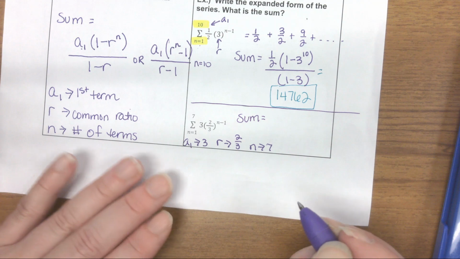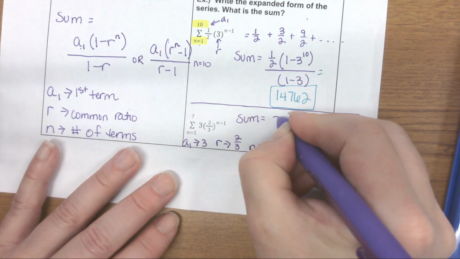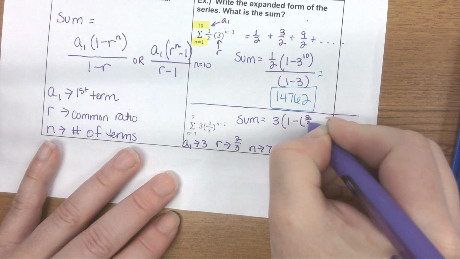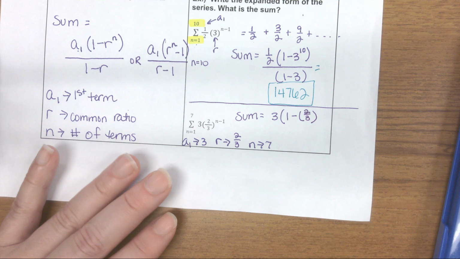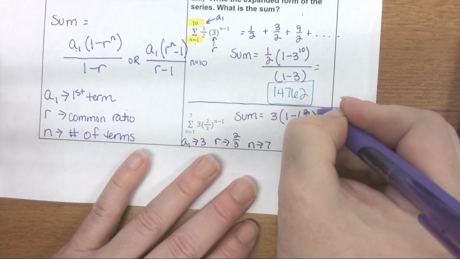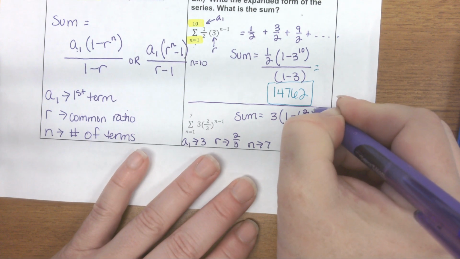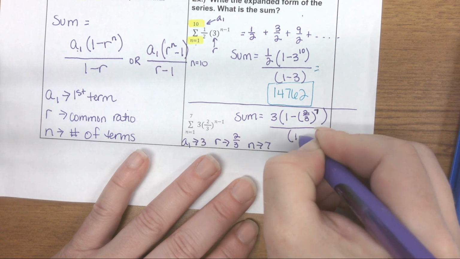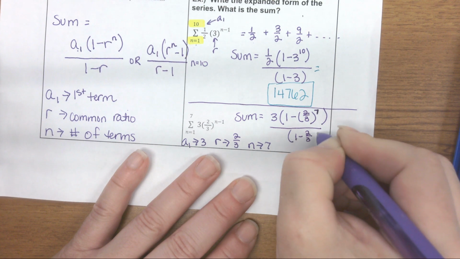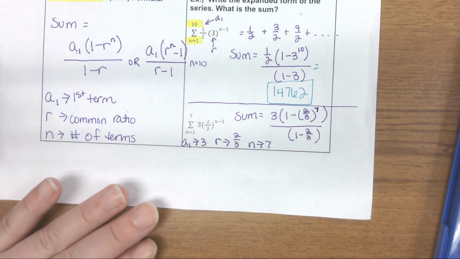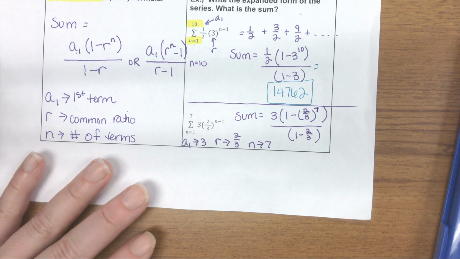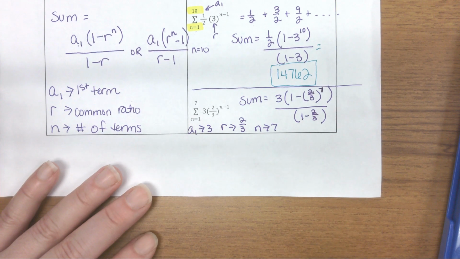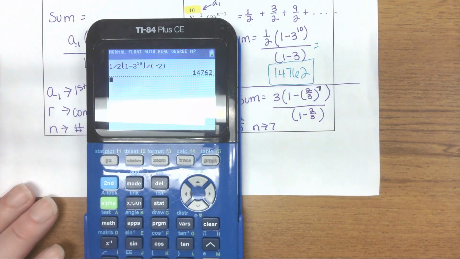I have my 3 times, this is where I'm going to be careful. I need to put 2/3 in a parenthesis, so I'm raising the whole thing to the 7th power. I just want to make sure I'm real careful with that. And then I have 1 minus 2/3 on the bottom here. So I go ahead and put that in.